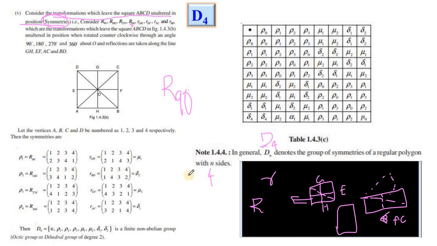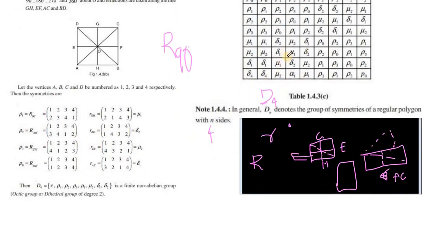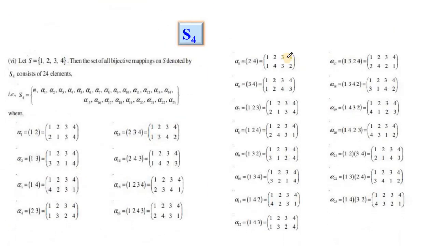Later we need to refer to this, so we name them as rho 0, rho 1, rho 2, rho 3, and here mu 1, delta 2, mu 2, delta 1. And then, as we did in the previous case, we can consider the composition of mappings and form this table. So again this also will be referred to later.